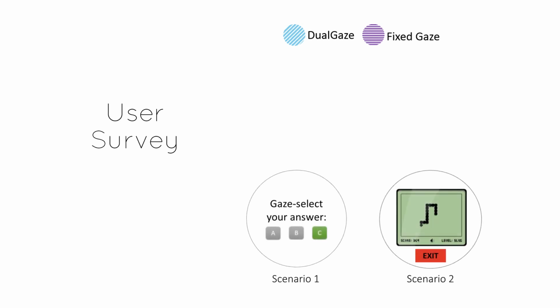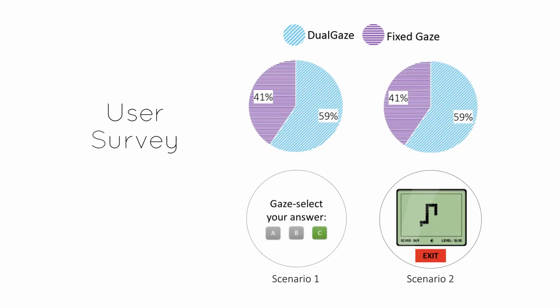Users were asked in the study for their preference for either dual gaze or fixed gaze for each application. The general observation is that users perceive dual gaze to be the preferred method if the task is seen as critical and irreversible, such as ending a game.